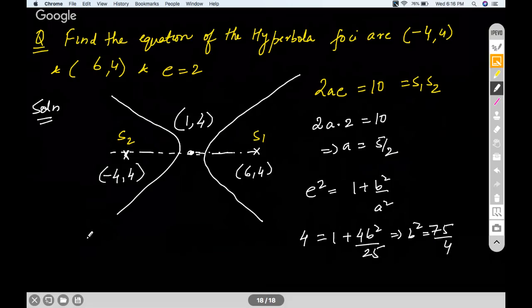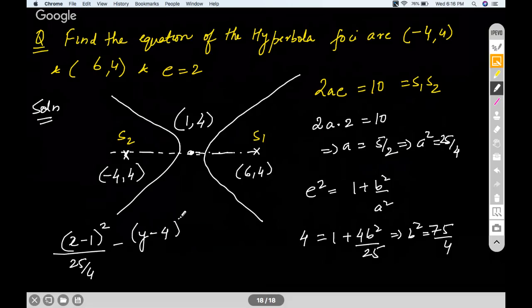Now we can always write down the equation of the hyperbola once we know A square, B square and the center. So your final equation will be x minus 1 the whole square by 25 upon 4 minus y minus 4 whole square upon 75 by 4 equal to 1. I'm leaving it at this stage because I don't want to waste time simplifying it. My idea was to convey the concept: how to deal with the equations when some critical information about the question is provided to you.